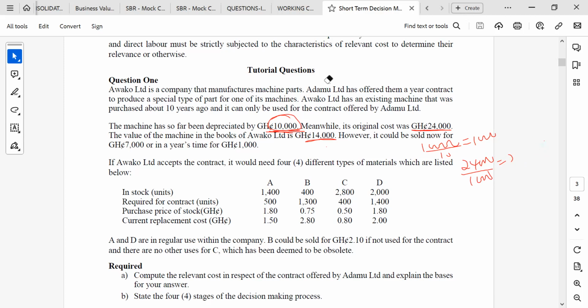So it means that every year depreciation is what? Is 1,000. Every year depreciation is 1,000.